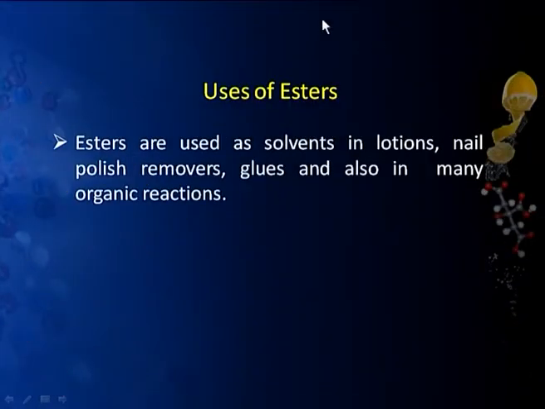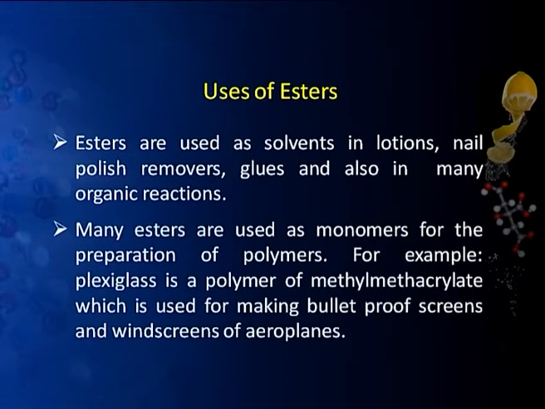Then these esters are used as solvents in lotions, nail polish removers, glues, and they are also used as solvent in many organic reactions. Many esters are used as monomers for the preparation of polymers. For example, plexiglass is a polymer. Its monomer is methyl methacrylate, and this polymer is used for making bulletproof screens and windscreens of aeroplanes. It is transparent but very hard plastic.